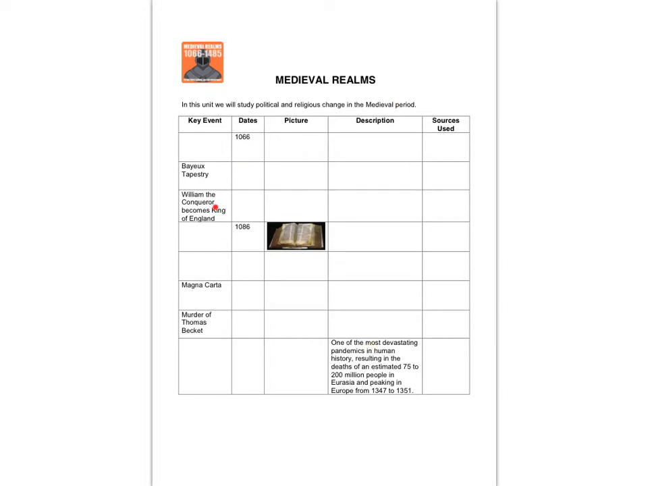Key events, key dates, a picture, description, and then here evidencing any sources that have been used. Prompts appear in each column, and from these prompts we'd like the grid to be filled out. If this is done electronically, then obviously the pictures can be cut and pasted into those particular sections. In the section on sources used, specific websites, specific books, specific sources, not casual references to things like Google.